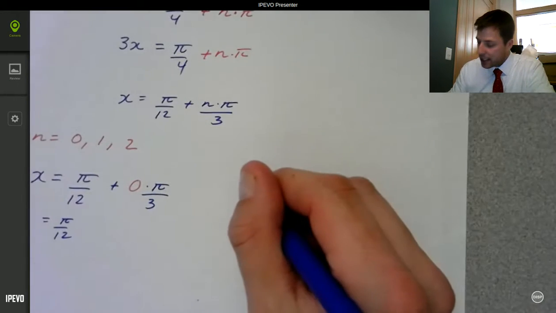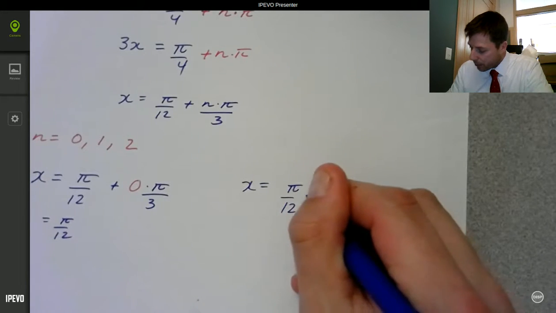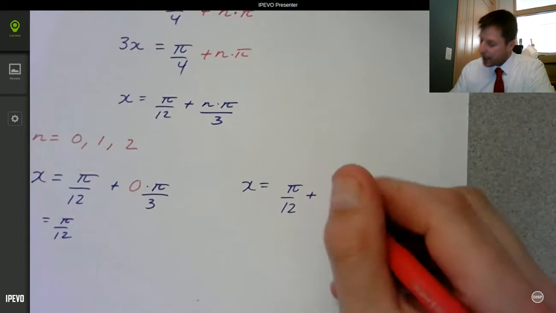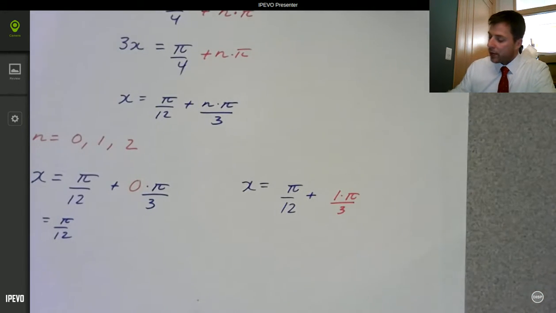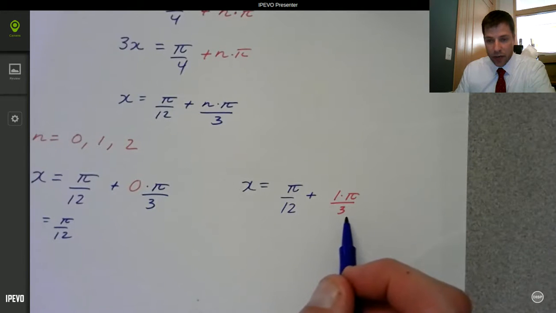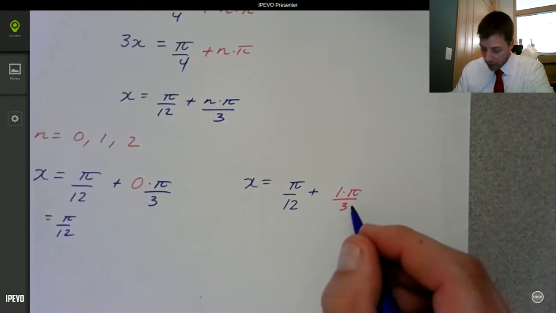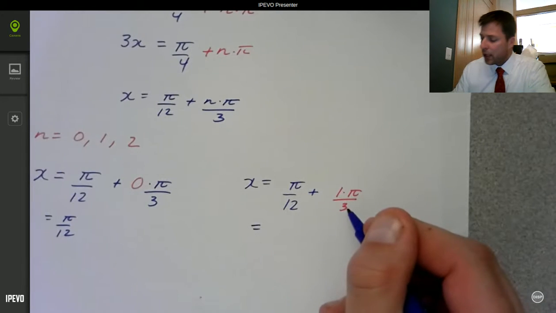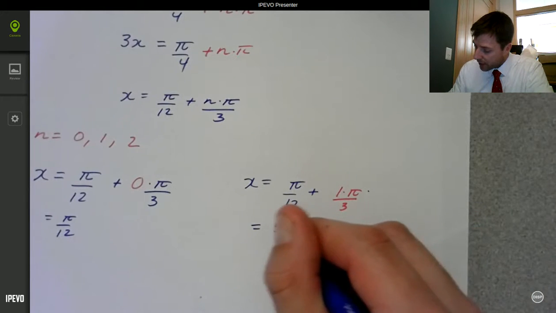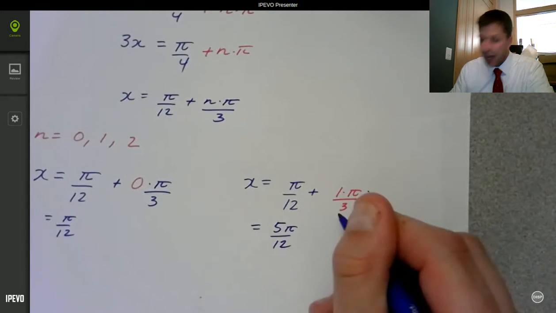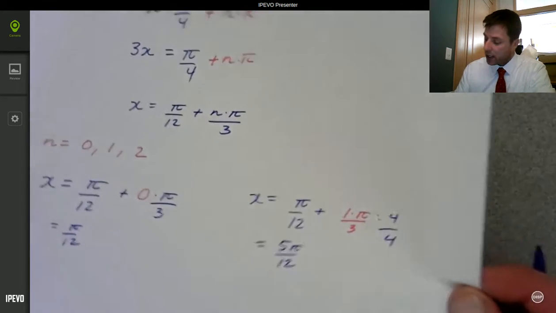Now, when n equals 1, you're going to have pi over 12 plus 1 times pi over 3. So you have pi over 12 plus 1 pi over 3. If you multiply this by 4, it's 4 pi over 12. So this becomes 5 pi over 12, using a common denominator of times 4 and times 4. And you get your solution there.